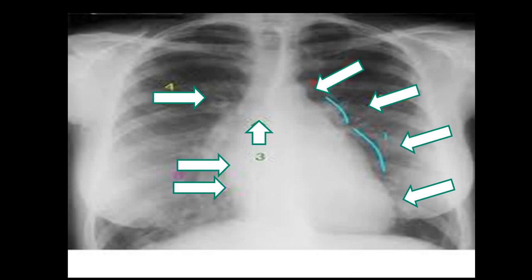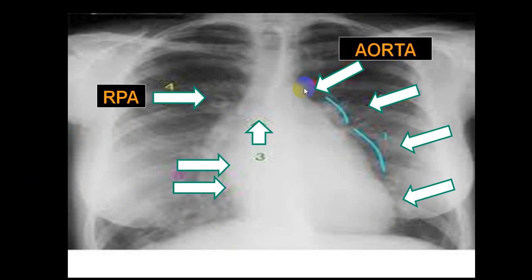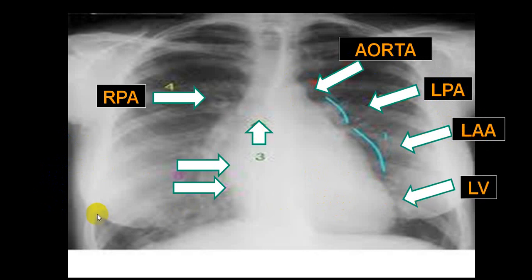So I'll now directly go to, you can see here, these are called 4 signs. 1, 2, 3, and 4. Right pulmonary artery, this is the aortic knuckle. Then you have the left pulmonary artery, left atrium, and this is the left ventricle. Clear? This is the breast shadow.